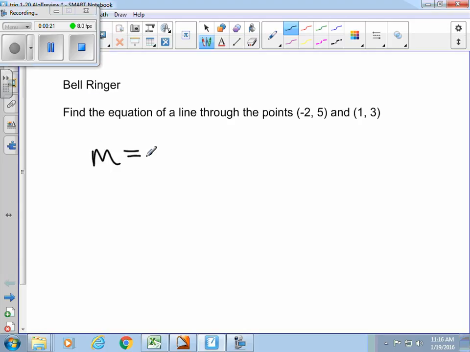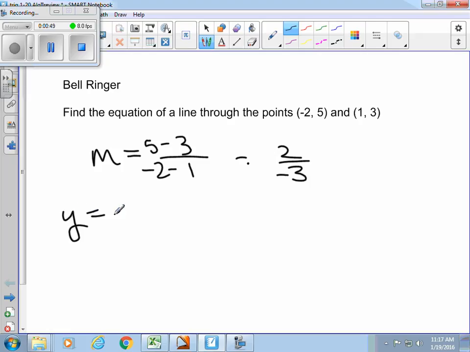So what is the slope? And how'd you get that? Okay, any questions about how we got that? You could have subtracted backwards. Just make sure you're in the same order. Example, if you do 3 minus 5, then you have to do 1 minus -2. Right? So, 2 ways to write this.